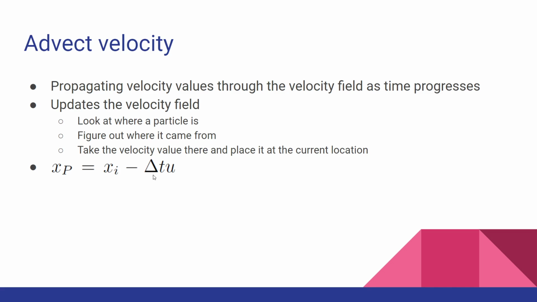And this equation is how you figure out where a particle comes from. So this is your current cell location, this is the time step, and this is the velocity at your current cell location. And that would give you some location inside your vector field. Of course, this location is not guaranteed to be aligned with the grid cells, and so some interpolation is required. We used simple forward Euler, and it seemed to work well enough for us.